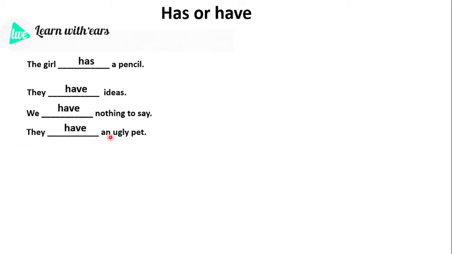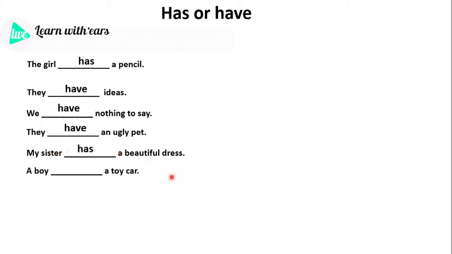Next, they. Again, with they we use have. They have an ugly pet. Next, my sister, a beautiful dress. Sister means singular noun. She can be a girl or a woman, but singular. With singular noun we use has. My sister has a beautiful dress.